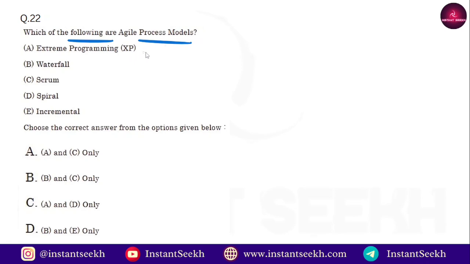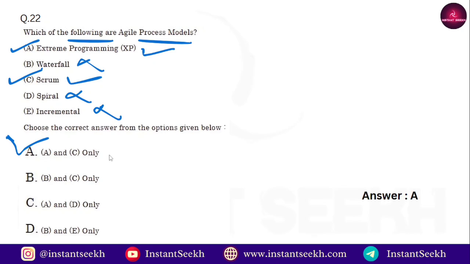Extreme programming, yes, this is an agile process model. Waterfall, straight away no. It is a standard software process model. Scrum, yes, Scrum is an agile process model. Spiral, no. And incremental, no. So your correct answer is A and C only are the agile process models. So option A is your right answer for this particular question, that is, extreme programming and Scrum are your agile process models.